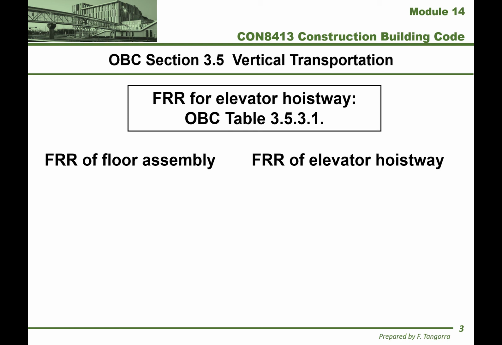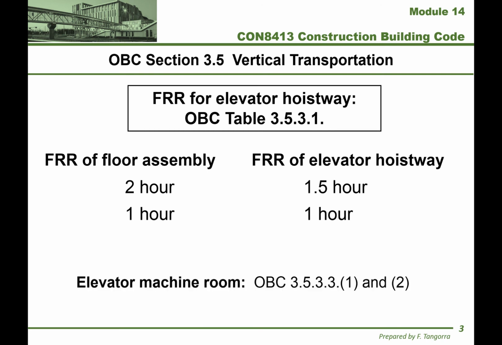Luckily for us, figuring out the fire resistance rating of an elevator hoistway is very simple. It's very similar to figuring out the fire protection rating of closures in the building code. Specifically, you would refer to Table 3.5.3.1, as illustrated here and in your course notes. If you can find the fire rating of the floor assembly, you can find the corresponding one for the elevator hoistway. For example, if your floor is 2 hours, then the elevator hoistway must be 1.5 hours. If your floor is 1 hour, then the hoistway is 1 hour, and so on.